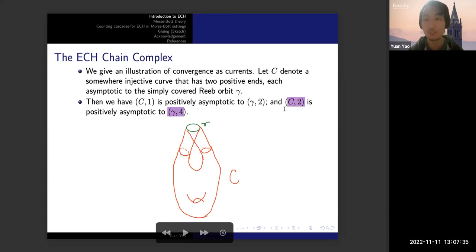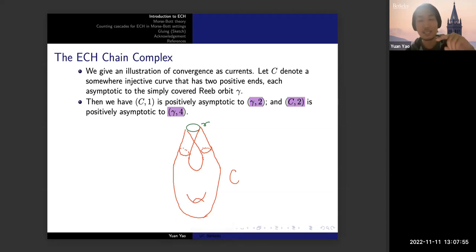And in some sense, this is part of the difficulty of the theory, because when you say a J-holomorphic curve is positively asymptotic to gamma squared, it could do so in many ways. Here I've shown you two ends that simply cover gamma once each. And another way is to have a single end of C that doubly covers gamma. And from the current perspective, they're the same.